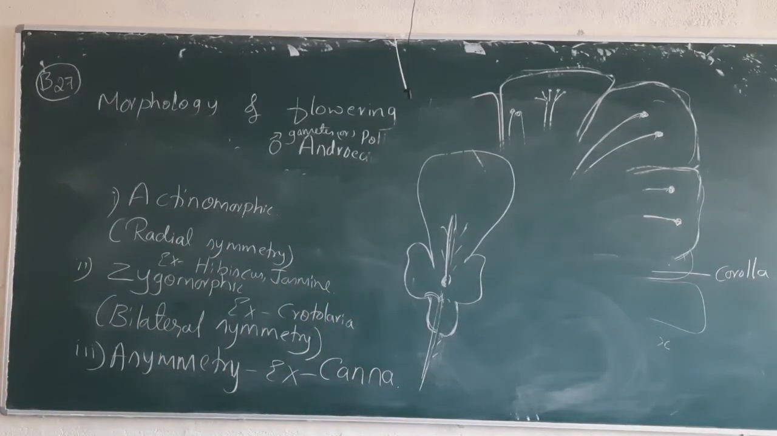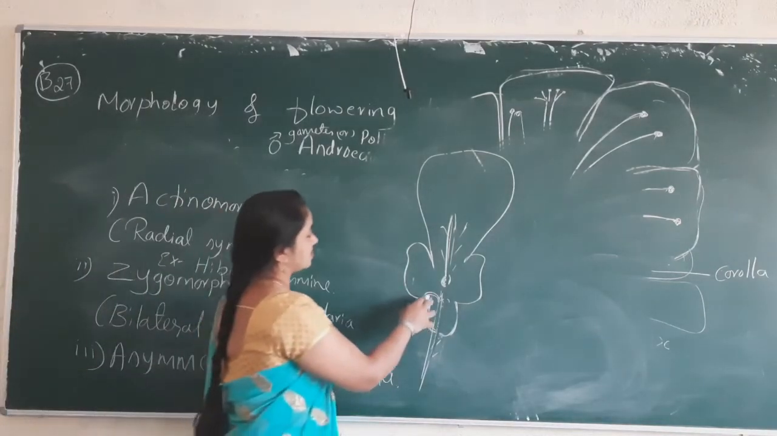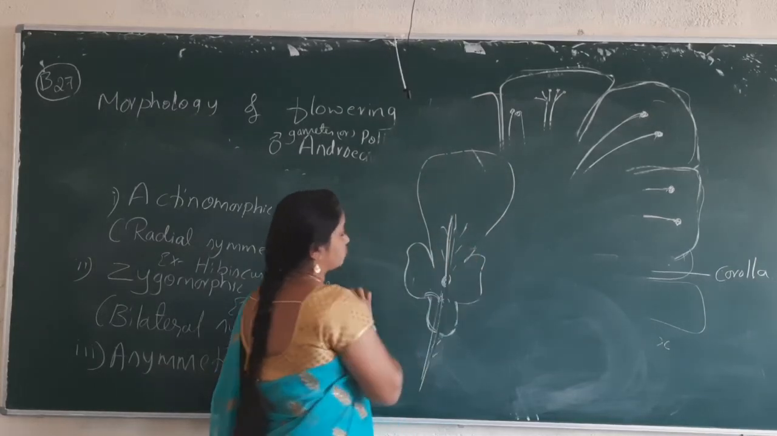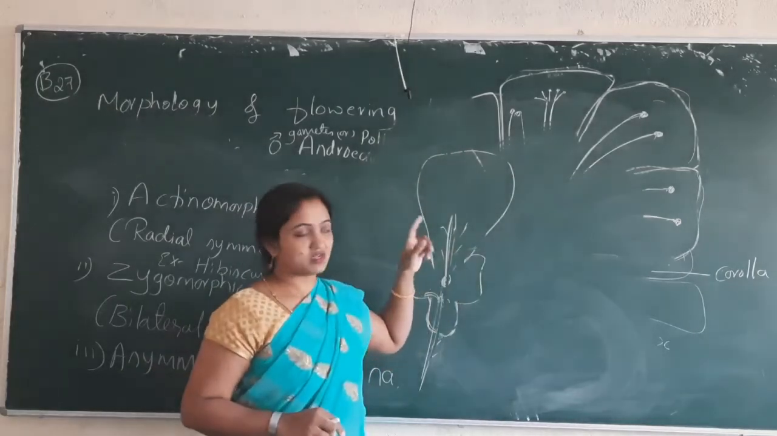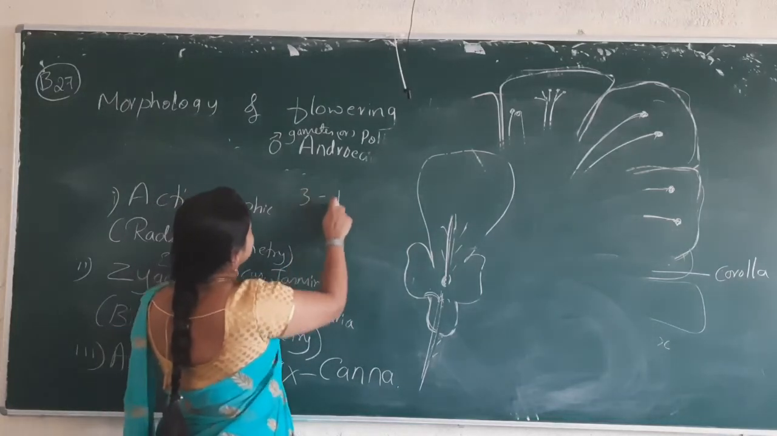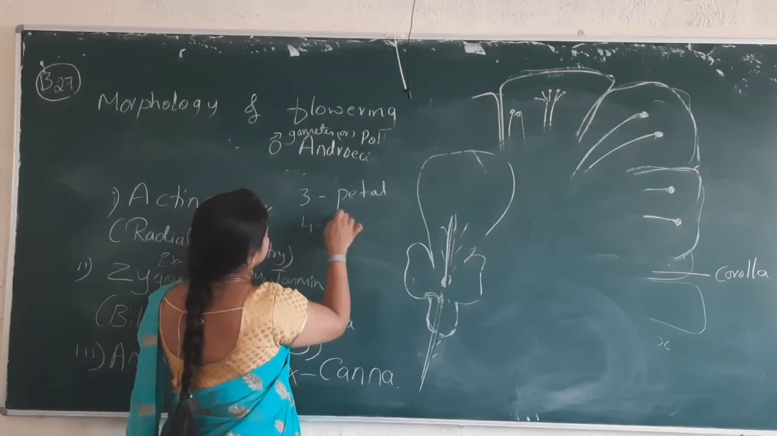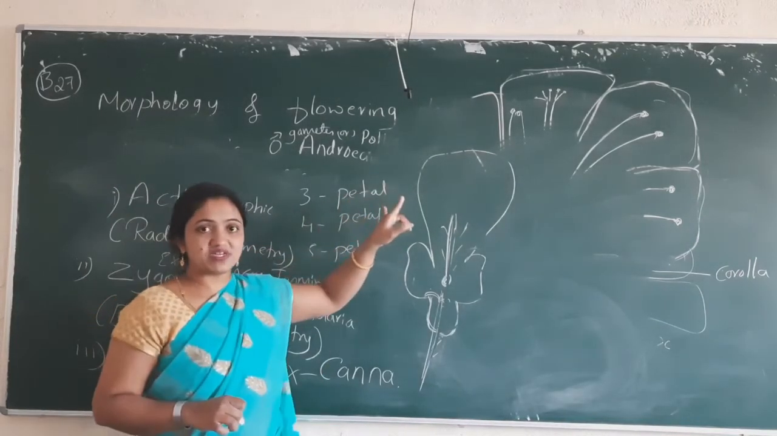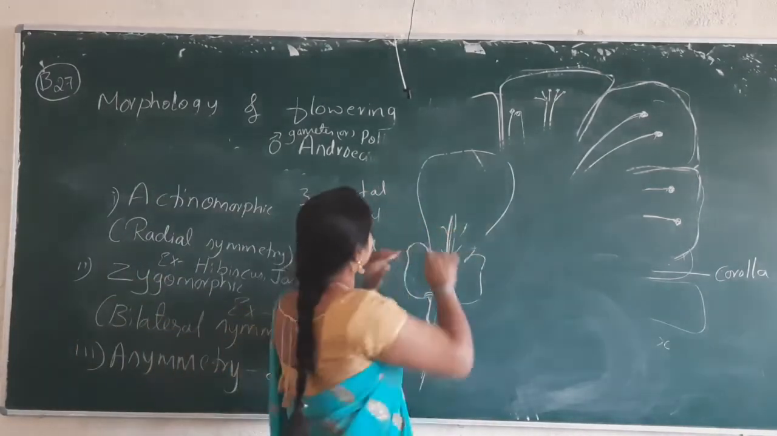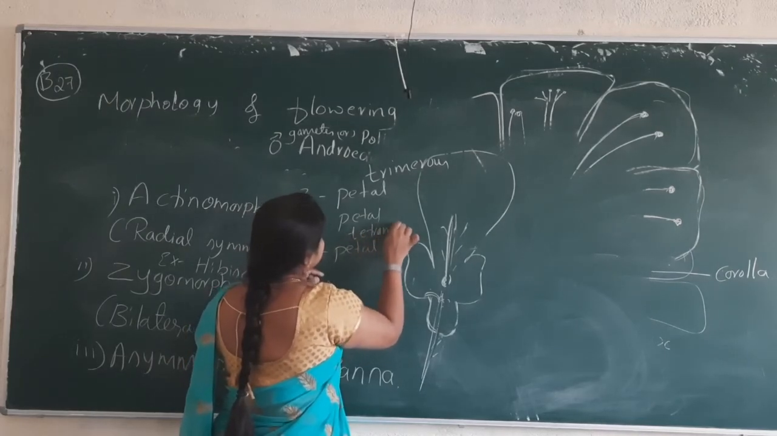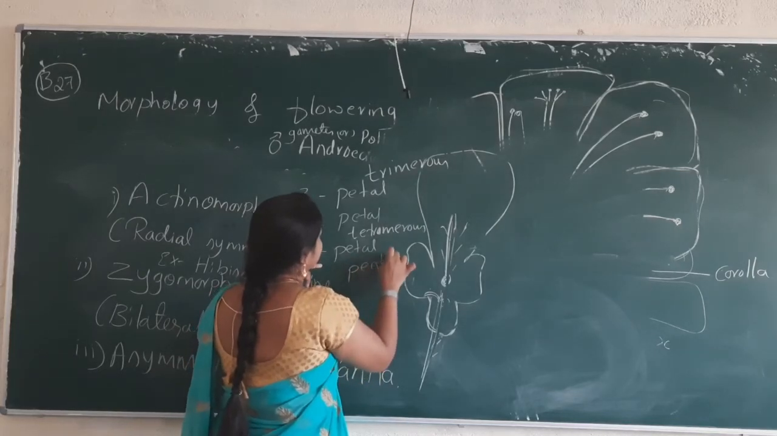Now, consider this flower. Can you count the number of petals in it? One petal, one more. Actually, this is a large petal, and two petals fuse together and form one petal. But in some flowers you will find only three petals, in some four petals, and in some five petals. If the petals are three in number, those flowers are known as trimerous, if four, tetramerous, and if five, pentamerous.